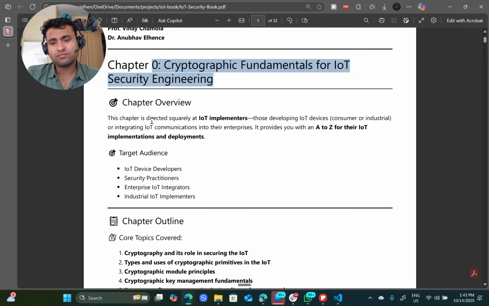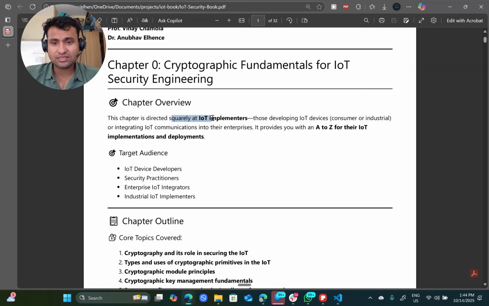So, this book chapter, you can say, or this course module, is primarily directed at IoT implementers, those who are developing some sort of IoT devices or networks, either for consumer or industrial use, or are just involved in IoT communications for their projects, startups, enterprises at all levels. So this is a fundamental topic which we have to address about security engineering.